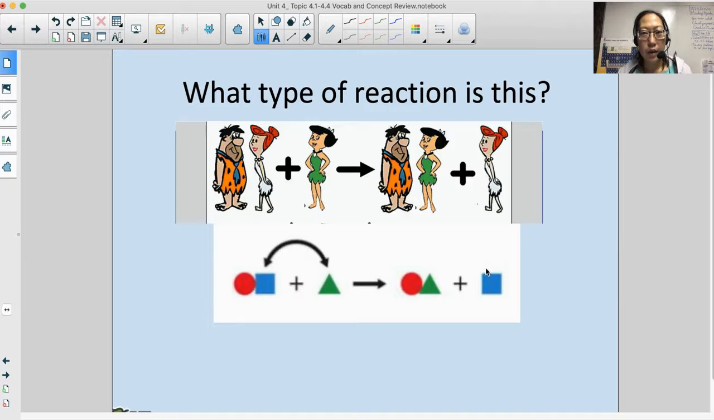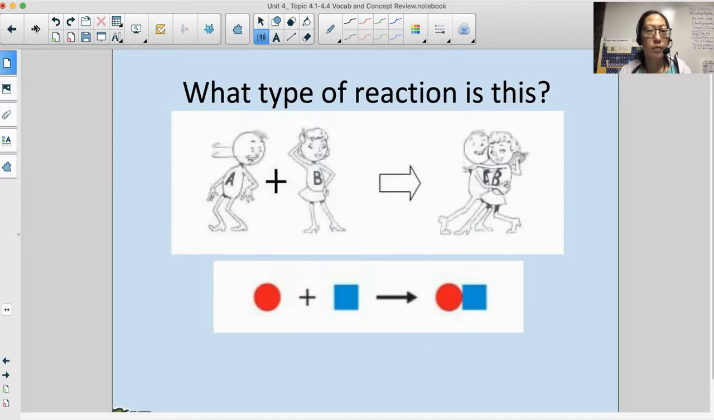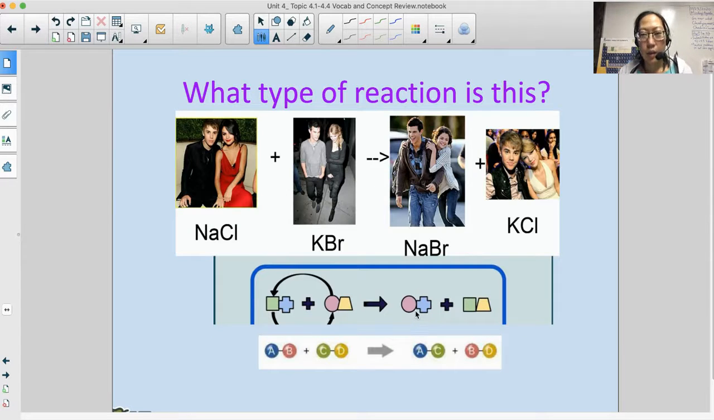All right, Fred and Wilma. Betty takes over Wilma's place. This is single replacement. Now Wilma is by herself. Here we have A and B coming together into an AB molecule. This is a synthesis, and same with the red circle and blue square.